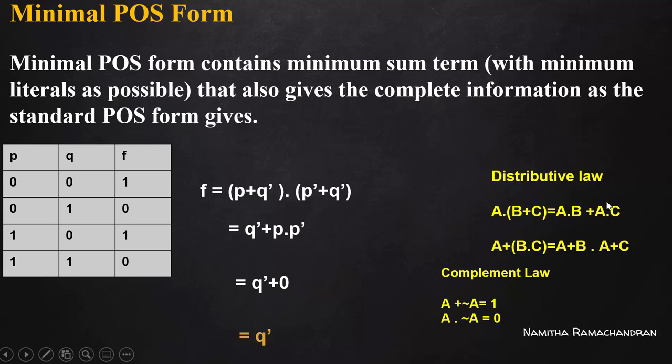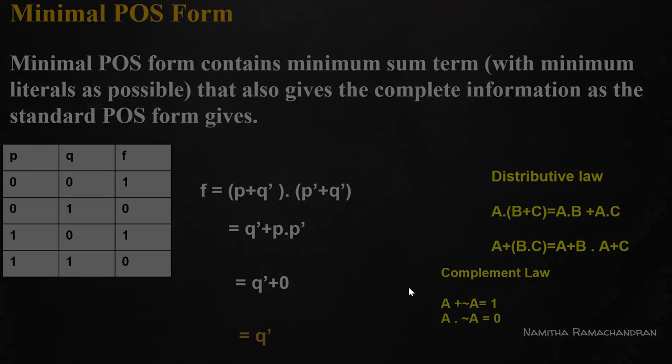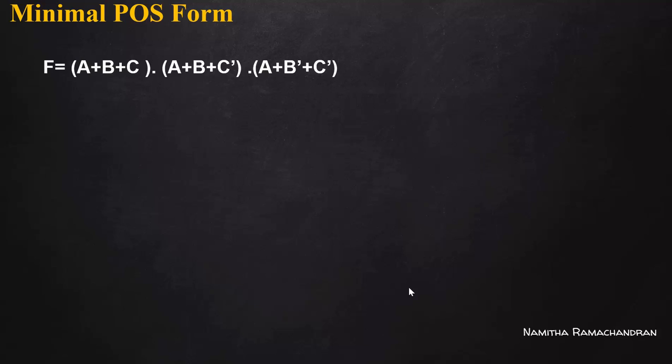Okay, so following this distributive law and complement law, we can simplify this given standard POS form and we can generate the minimal POS form. Consider one more example for understanding this minimization of POS form. Minimization of standard POS form. Okay. So consider this particular canonical POS form which is given here.